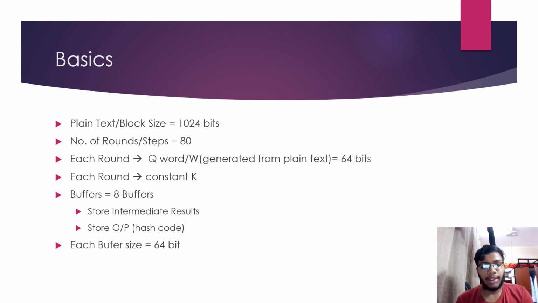Each round will make use of a constant which is expressed in hexadecimal, and those constants will be given to us. The intermediate output and the final output will be stored in buffers. The total size of the output is 512 bits, and the size of each buffer is going to be 64 bits. So we need 512 divided by 64, that is 8 buffers. The purpose of these buffers is to store the intermediate results as well as the final output, which is the hash code. Each buffer is 64 bits, and there are totally 8 buffers. So 8 into 64 gives us the output of 512 bits.